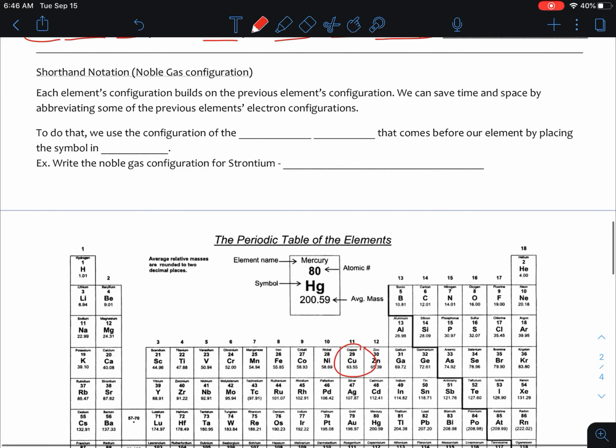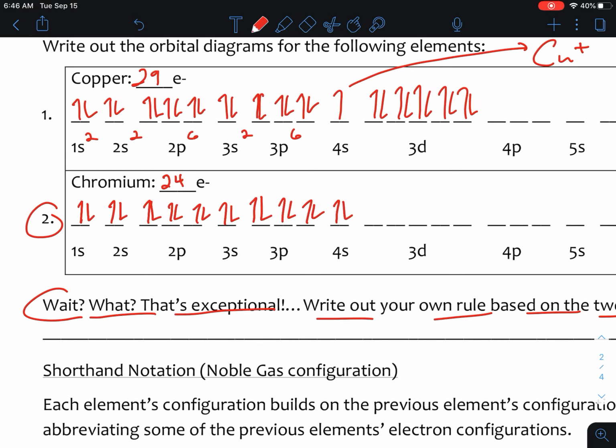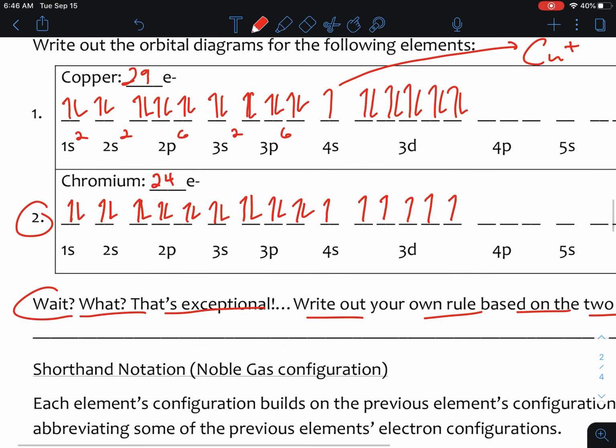So chromium is actually number 24. 24 electrons. So 1, 2, 3, 4, 5, 6, 7, 8, 9, 10, 11, 12, 13, 14, 15, 16, 17, 18, 19, 20, 21, 22, 23, 24. So I don't know, you may see this coming. In the same way, you have this one orbital and the 3d is empty. We're going to take one of these electrons here from this 4s, and we're going to move it and put it right there. And so that electron is going to fill in that one orbital.